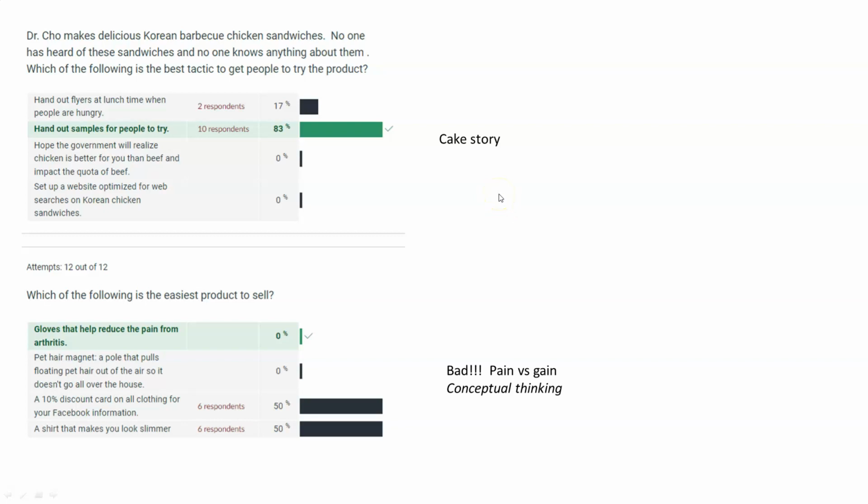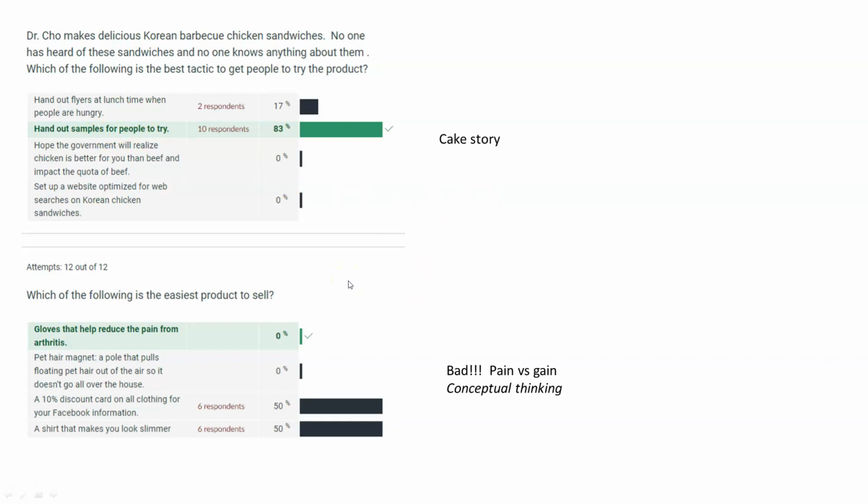Dr. Cho makes delicious Korean barbecue chicken sandwiches. I actually do. No one has heard of these sandwiches and no one knows anything about them. What is the best tactic to get people to try the product? So you're trying to get people to trial, and here's the thing. It says no one has heard of these sandwiches. So hand flyers out at lunch when people are hungry. Hand out samples for people to try. Now, the best tactic to get people to try the product, guess what? When you can see the food and if it's appetizing, and this is what they do at Costco. And so that's why this is a better answer than this.